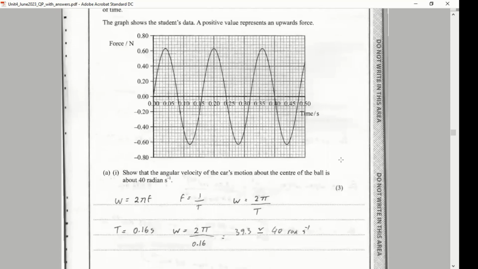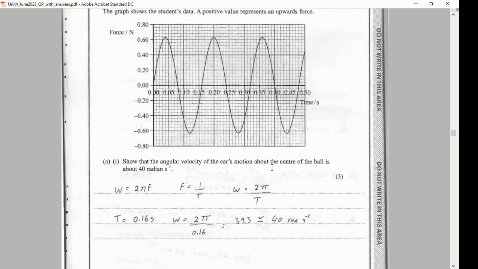Omega is 2 pi times frequency. Frequency is 1 over time period. So omega is 2 pi over time period. Go and read the time period from the graph. It's about 0.16 seconds. So 2 pi divided by 0.16 is 39.3, which is very close to 40 radians per second. That is an extremely easy 3-marker.